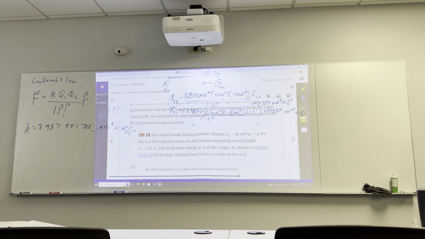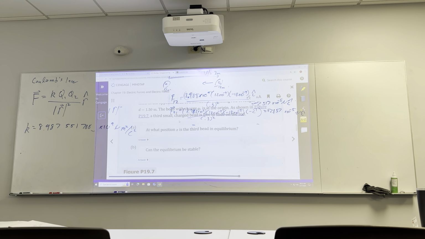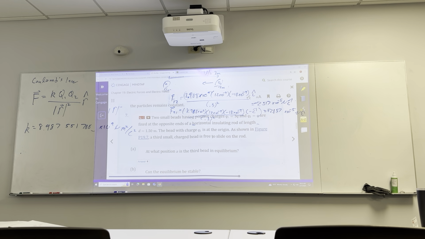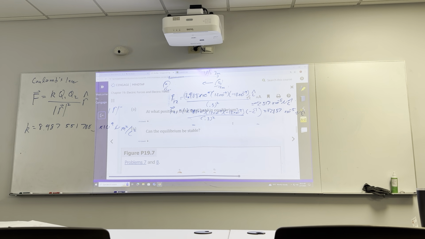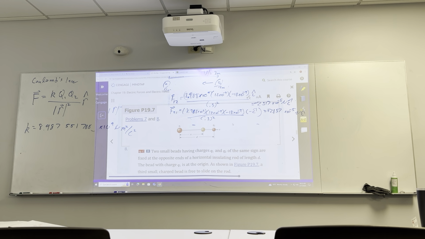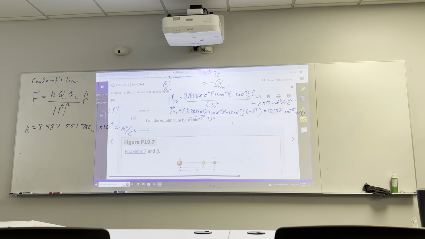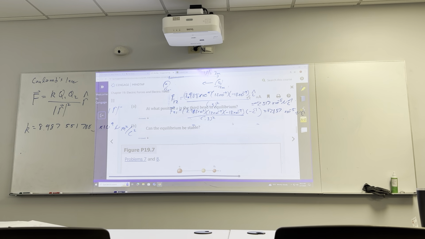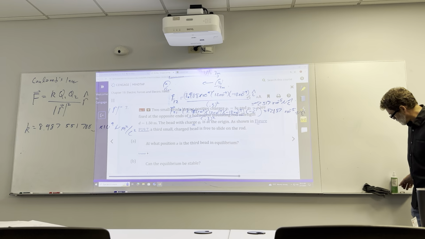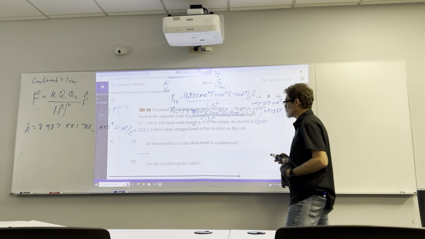Will we ever have them working in the Y direction? Yes, but... All right, 2 small beads having opposite charges. Let's make this a little more interesting.